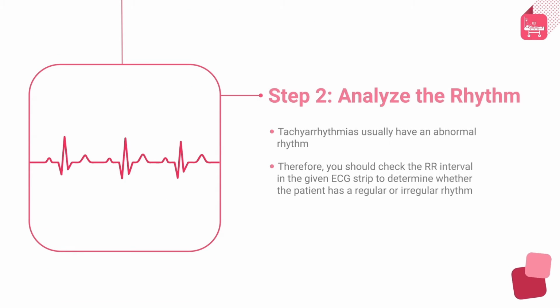Step 2. Analyze the rhythm. Tachyarrhythmias usually have an abnormal rhythm. Therefore, you should check the RR interval in the given ECG strip to determine whether the patient has a regular or irregular rhythm.